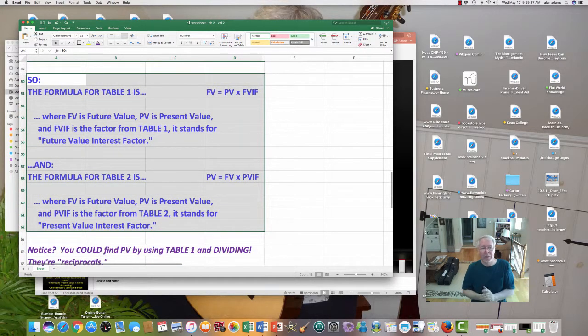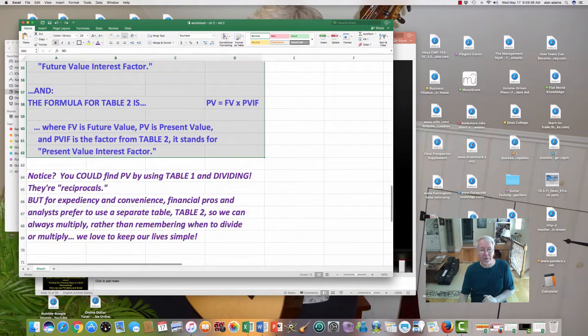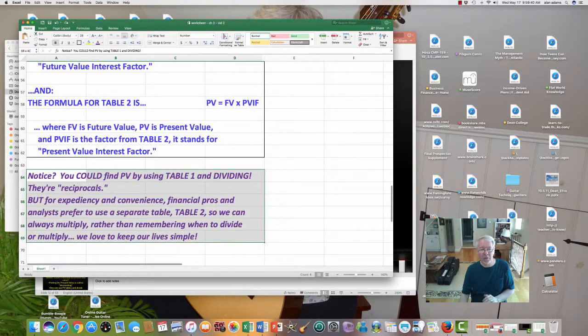Table 2. Again, PV and FV stay the same, but table 2 gives you the PVIF, the present value interest factor. It is the reciprocal of table 1. Don't worry about it. You could say to yourself, well, I can solve a present value problem by dividing by the table 1 value. No. Financial people don't like that. Financial people keep their lives simple by saying, let's simply create a second table.